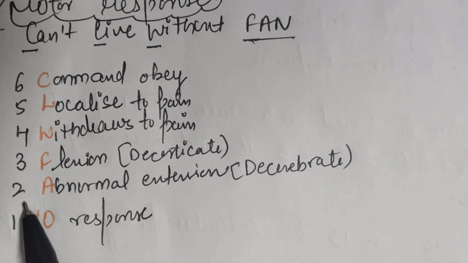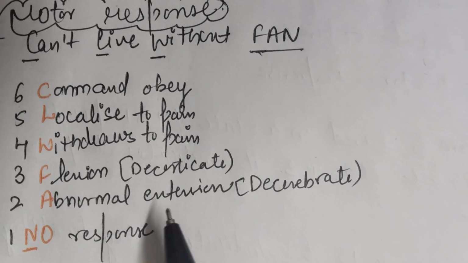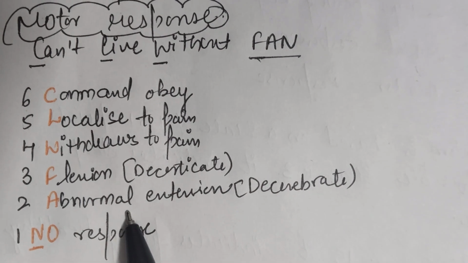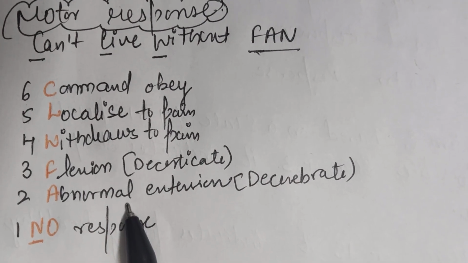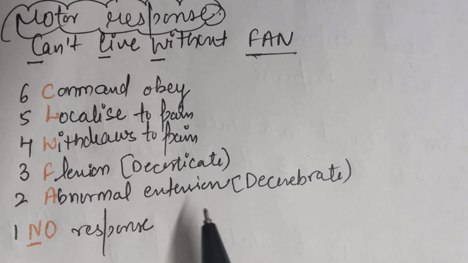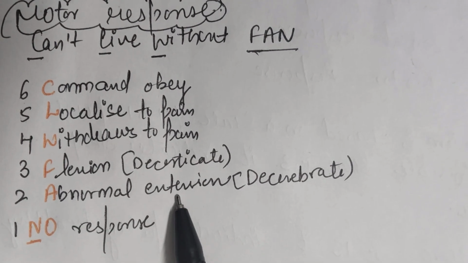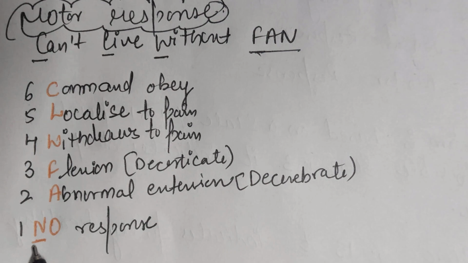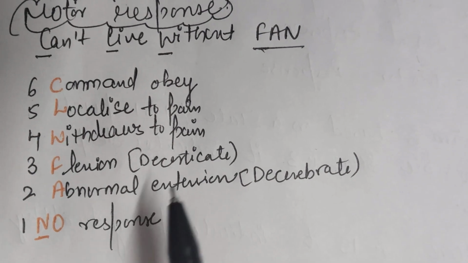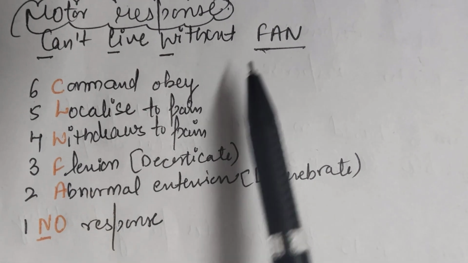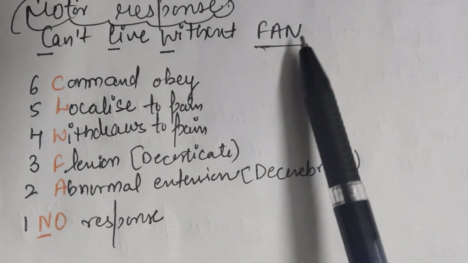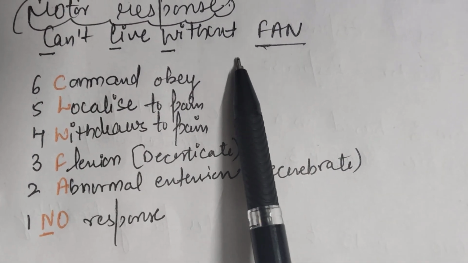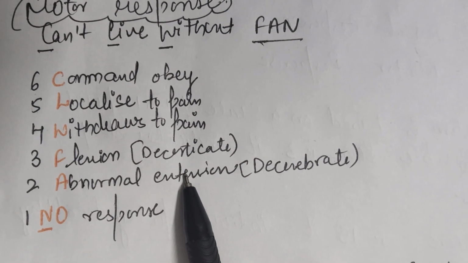Okay, next is score 2, that is abnormal extension. It is also called decerebrate. In this condition, the patient's body is fully stiff but the arms are outward from his body. Okay, next is 1, that is no response. So here F for flexion, A for abnormal extension, and N for no response. So we can use this trick so that we can easily learn the GCS.